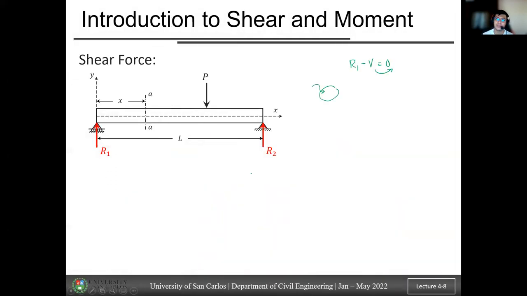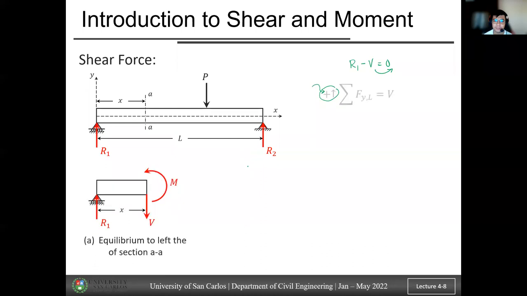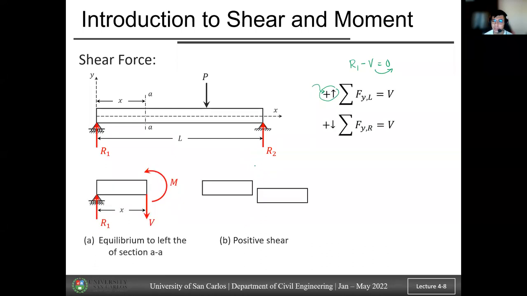If you want to understand it better, try reading your book. You have a lot of explanation there. Positive shear is when the left side is going upward and the right side is going downward. That is what we call a positive shear. The negative shear is this one. This one is just for the sake of basic notations. But in actual practice, it's up to you how you're going to assign your directions, whether upward is positive or downward is positive.